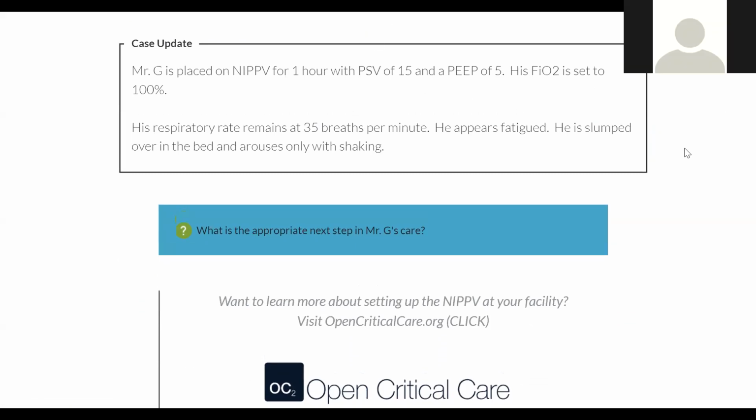But the respiratory rate is still at 35. He appears fatigued. He's slumped over in the bed and arouses only with shaking. So what do you think is the next step? Do you think the patient is getting better or worse?